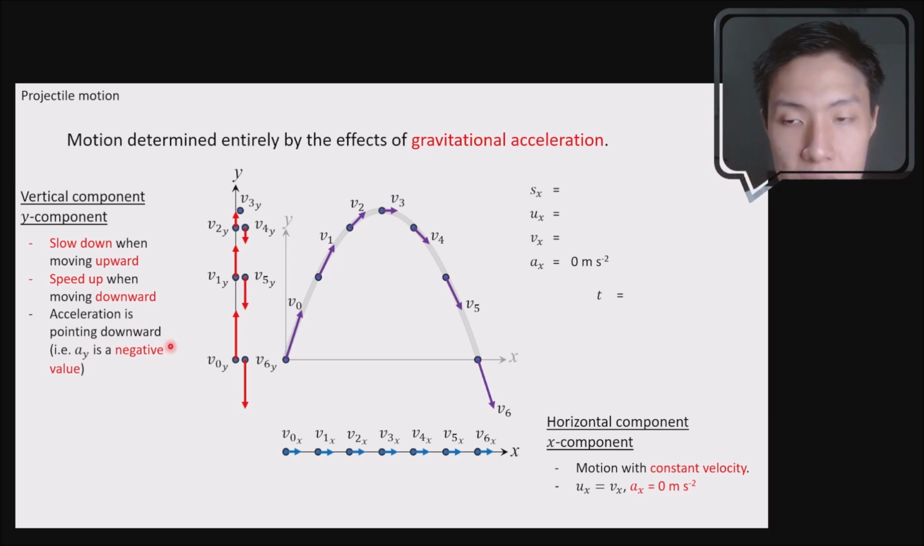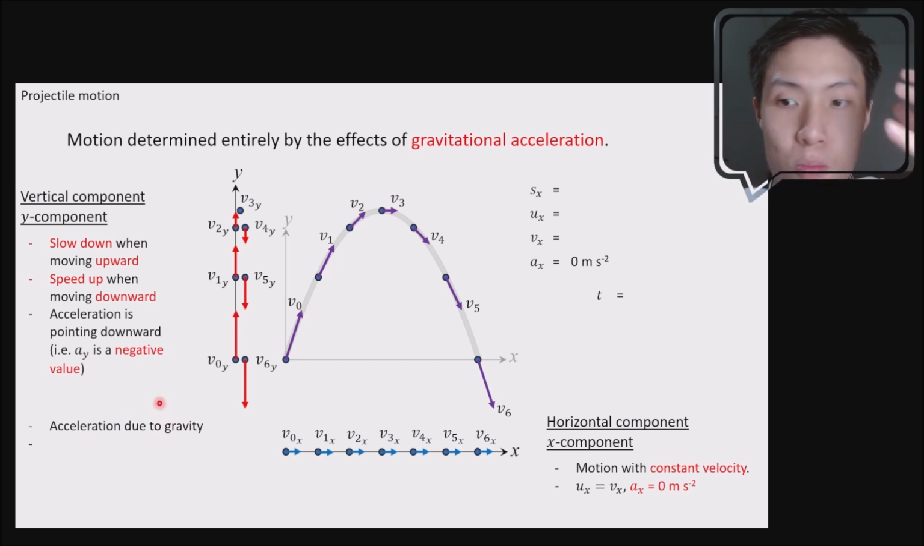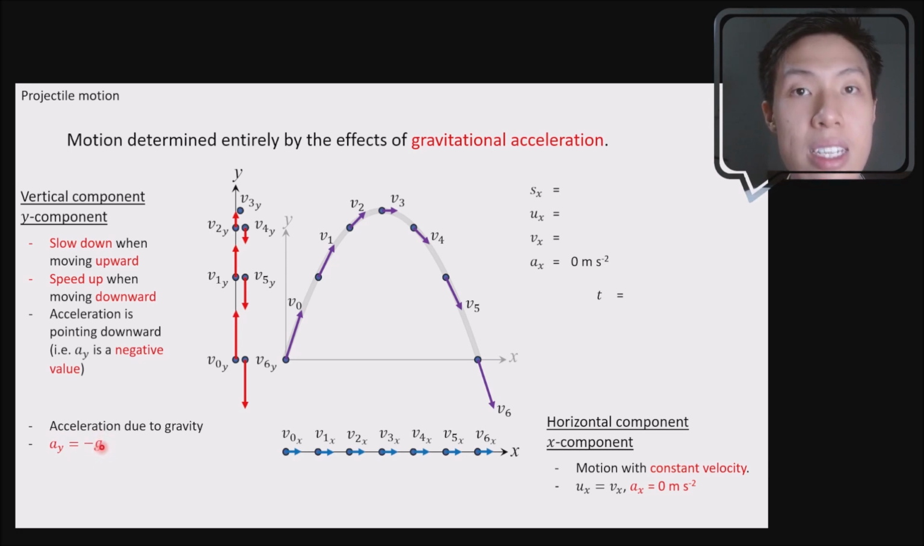If you move on to chapter 4 later, when you study forces, you will know that because projectile motion is affected only by gravity, this acceleration is due to gravity. And because you're on Earth, it has a specific value. So we say the y component of acceleration is equal to negative g, where g is acceleration due to gravity. Negative means it's pointing downwards. The magnitude is g, and if you put in numbers, that's negative 9.81 meters per second squared.